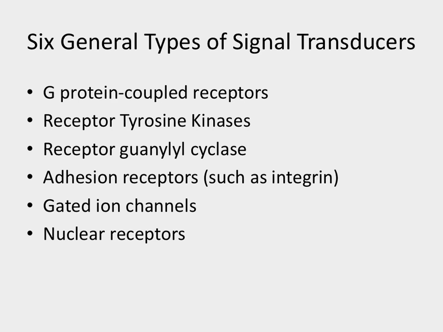So we're going over the different signaling cascades, which are also called signal transducers, these different pathways, and they fall into one of 6 types typically.